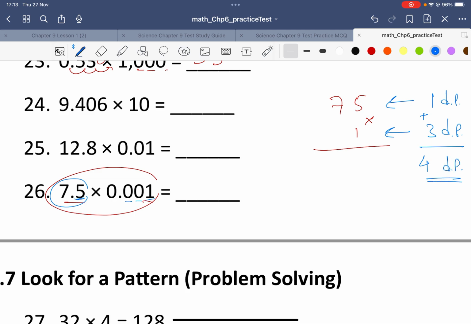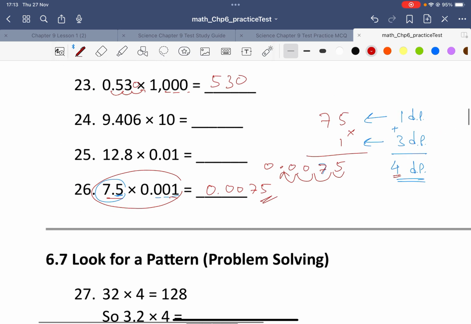Okay, so I know that 75 times 1 is just 75. Okay, so my answer will have 4 decimal points. So move 1, 2, 3, 4. So I have 0 here placed. My answer is 0.0075. Yeah. All right, let's see next.